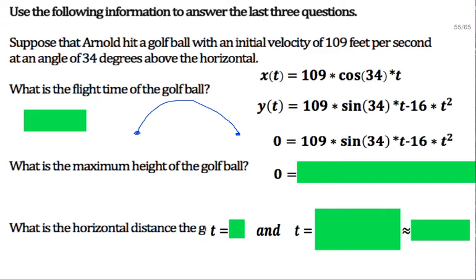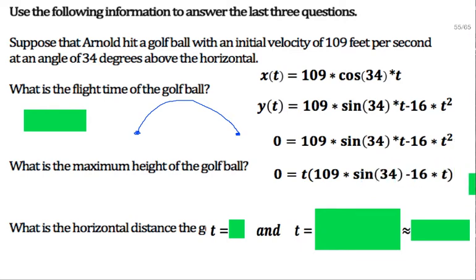Both contain at least one t. So I'm just going to factor out a t, and I get t times (109 times sine of 34 minus 16 times t). Okay, notice that this t isn't here anymore, and this t that was squared up here is no longer squared. It's because we factored out a t.